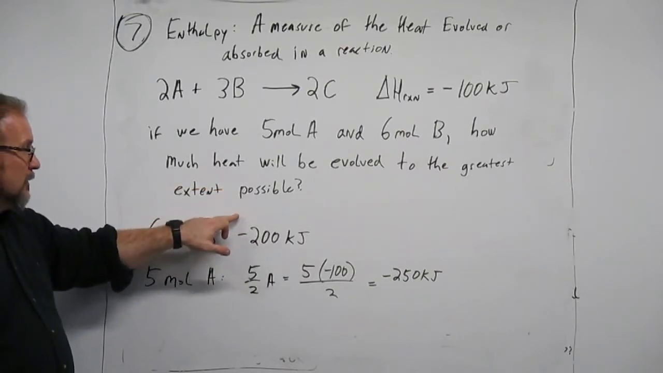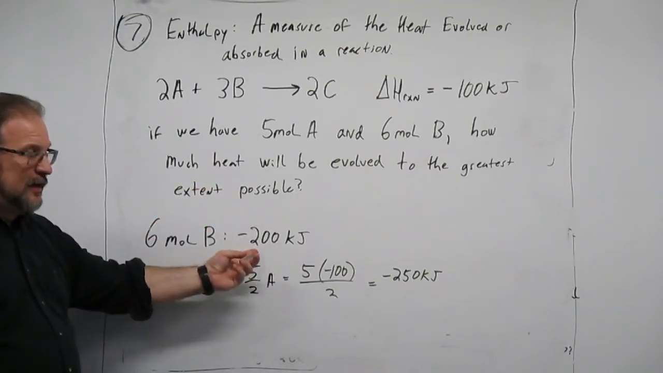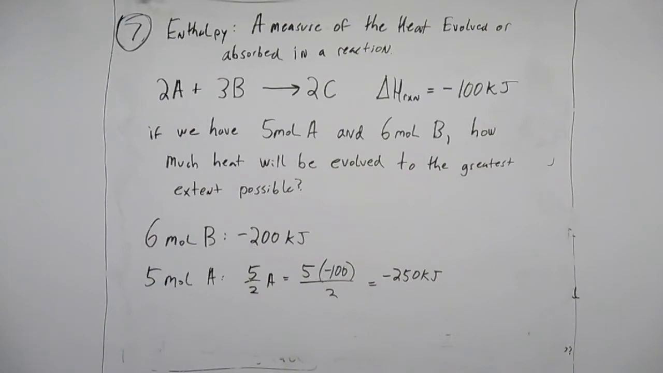How much heat will be evolved to the greatest extent possible? Negative 200 kilojoules. Okay? That's your concept checker in your book, your concept checkpoint. And that's the end of that entire chapter. Not so bad, right? That's the end of that.